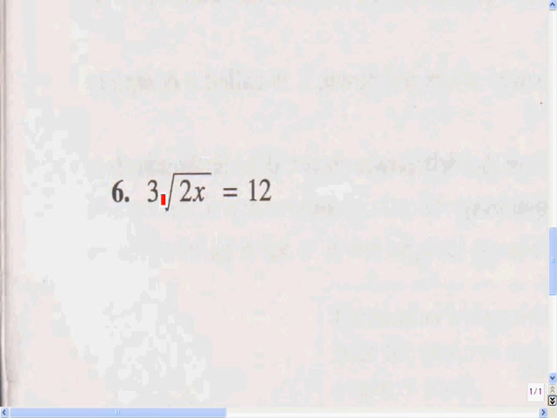By now we should know that when there's a number right next to the radical, that means multiplication. So to get rid of this 3, we're going to use the inverse operation, which is division. So we're going to divide by 3. 3 divided by 3 equals 1. 1 times radical 2x is radical 2x. But what I do to one side, I have to do to the other, so I'm going to divide this side by 3. 12 divided by 3 equals 4.